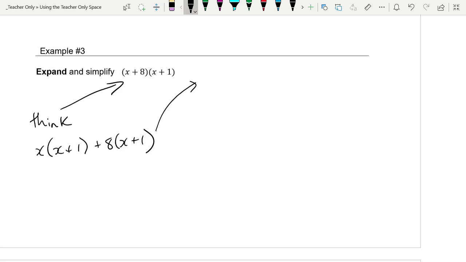Let's work that out. So x times x is x squared. X times 1 is x. And then over on this side, x times 8 is 8x, and it's a positive, so I'm going to say plus. And 8 times 1 is 8. Now, there's 2 like terms here.